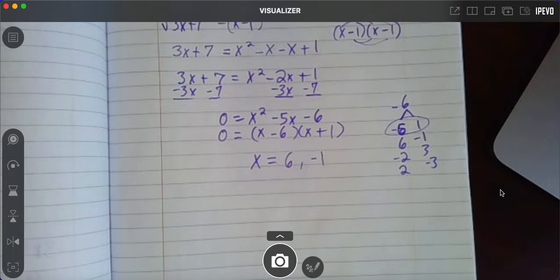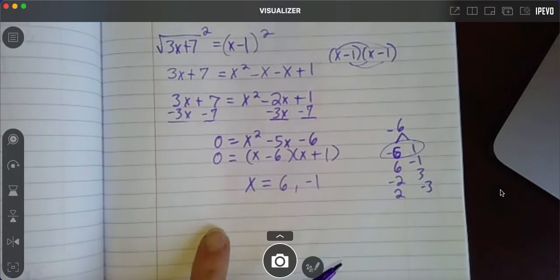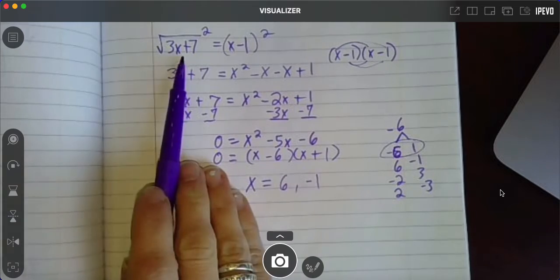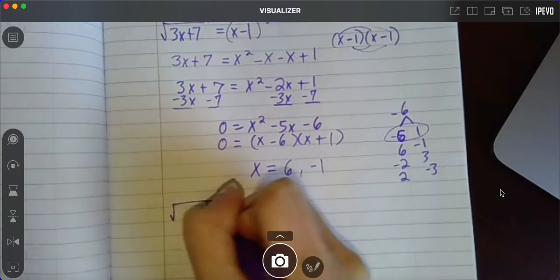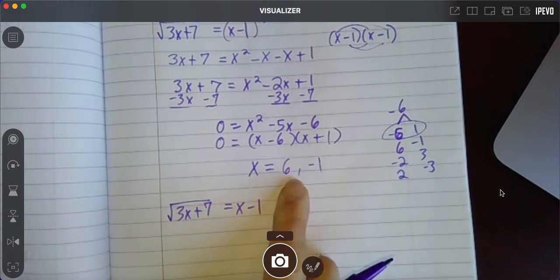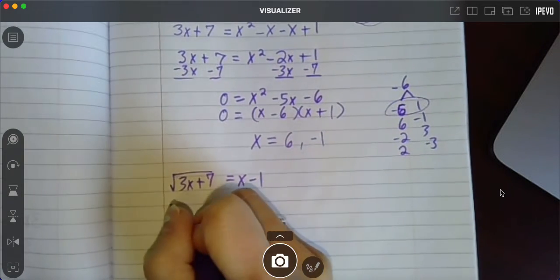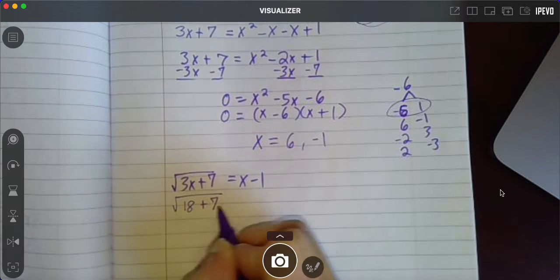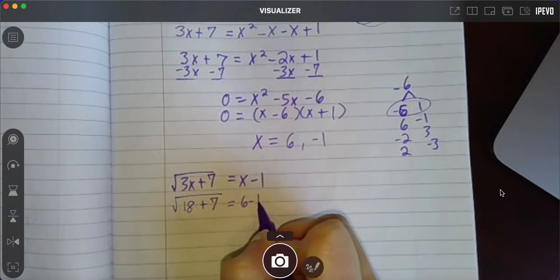Now, I said though when the X is on both sides, girls, y'all listen. There could be an extra answer. So I need to plug both of these answers in and see what works. So go back to the very beginning. My equation was this right here. So what I would do is let me try 6. What is 3 times 6? 18. I plugged it in.